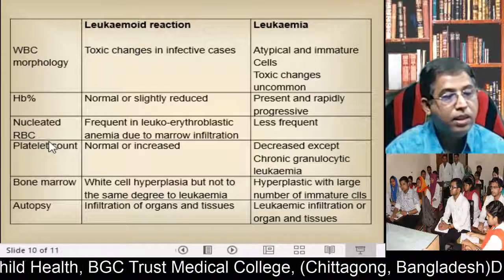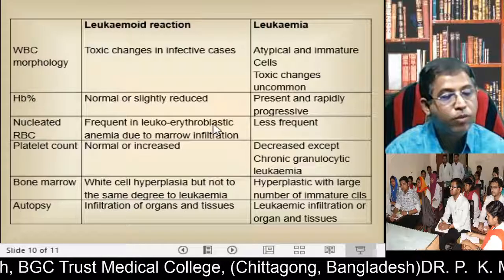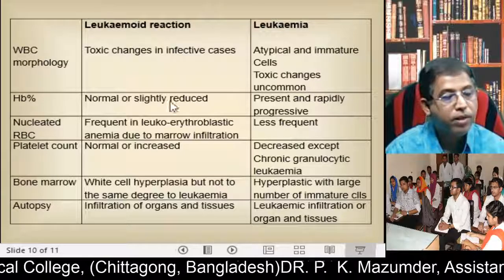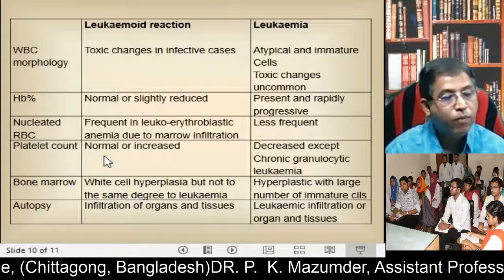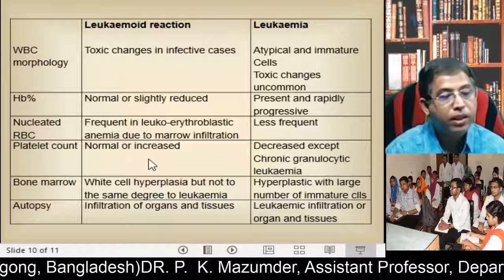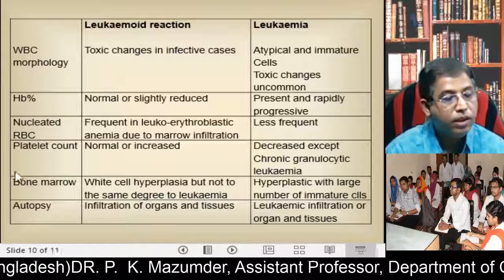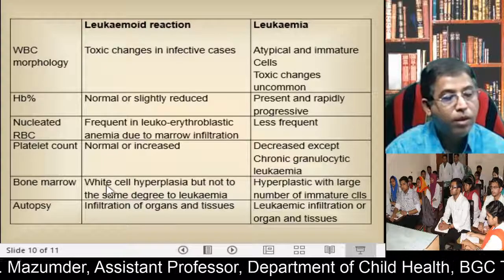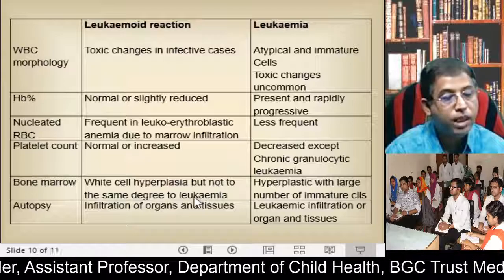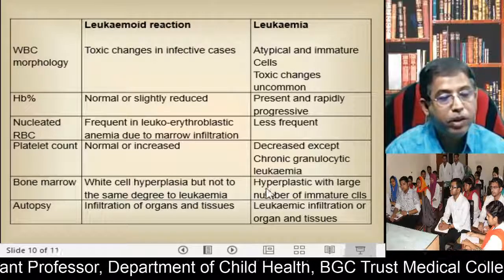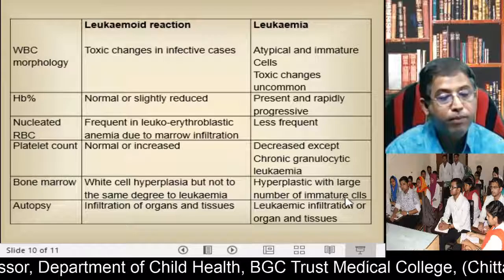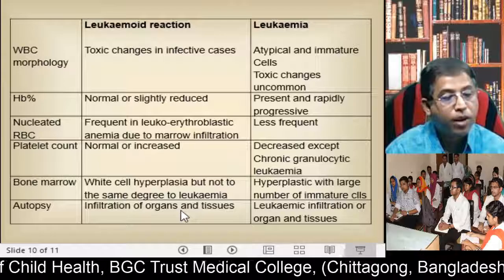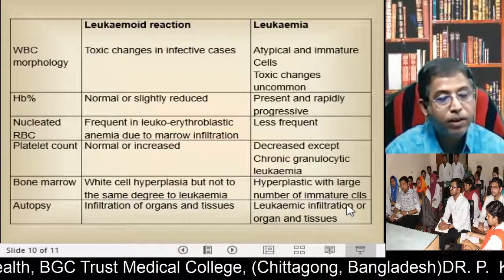Nucleated RBCs in leukemoid reaction are present in leukoerythroblastic anemia due to marrow infiltration, and in leukemia less frequent. If you do the platelet count, it is normal or increased in case of leukemoid reaction, but in leukemia it is reduced. In bone marrow, if you do the bone marrow biopsy and study, there is white cell hyperplasia but not to the same degree as in leukemia. But in case of leukemia, there is hyperplasia with a large number of immature cells, usually more than 25%. In autopsy, there is leukemic infiltration of organs and tissues.